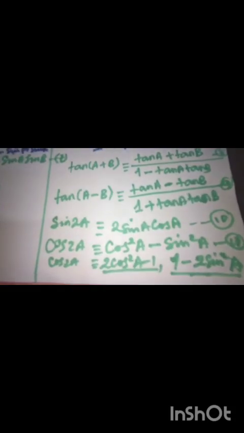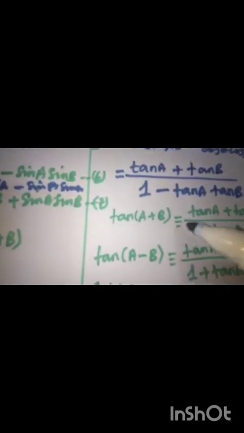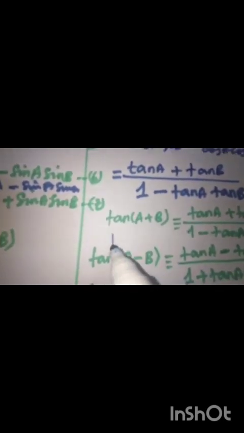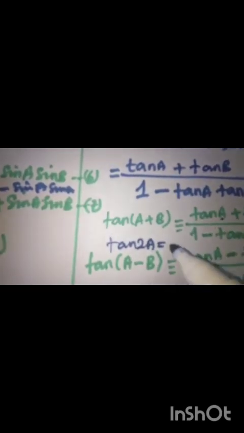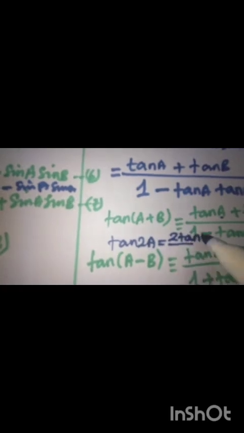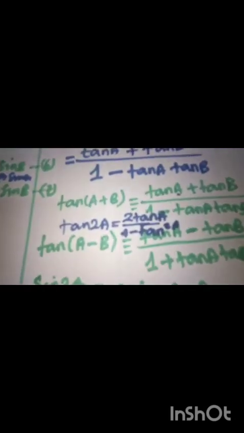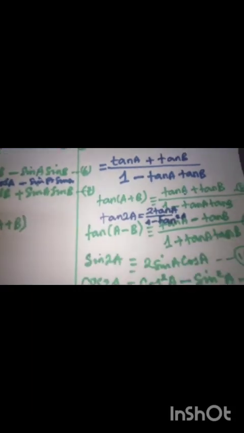Then equally for tan, we obtain tan of a plus b. If you replace here, tan 2a will be tan a plus tan a, which will give us 2 tan a. Then you have 1 minus tan a times tan b, which now becomes tan a, which is tan square a. When you replace there, that will give us the 12th identity.